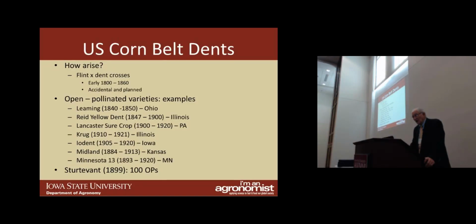Then Krug, he took Reid Yellow Dent. At that time, he didn't believe in how pretty it looked. They had the scorecards back in those days. And he selected more for a rough type, more what he thought was high yielding. He was a farmer over in Illinois. Krug, you don't hear too much about.